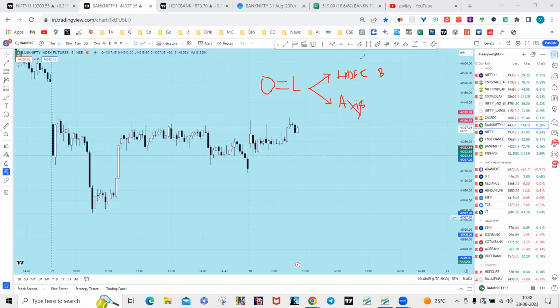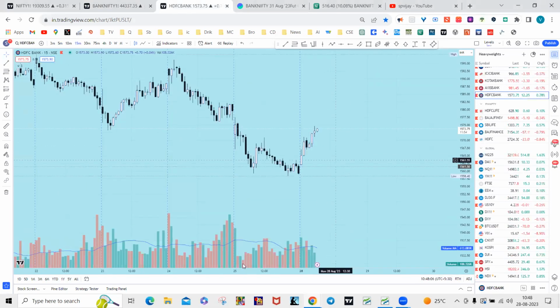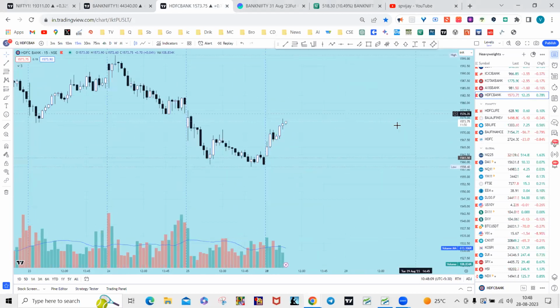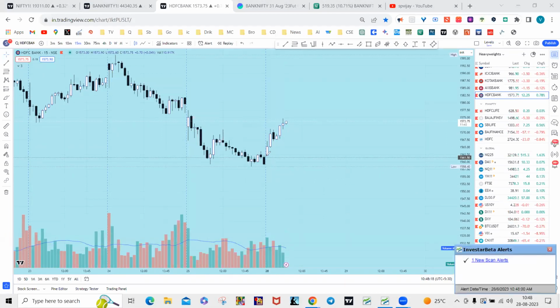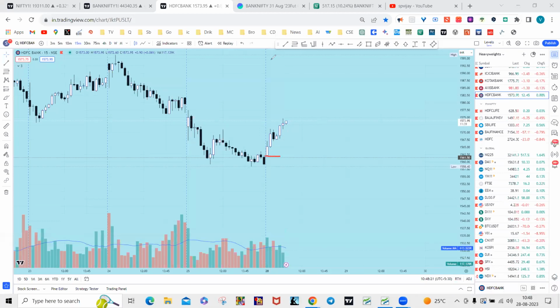So I'll just show the charts of that also. You can see here that HDFC Bank, today the open is same as the low price, right? So have a close observation of the opening price. The opening price is somewhere at this level. Just a minute. The opening price of this is 1562, right? So 1562 is the opening price, and that is the low price.